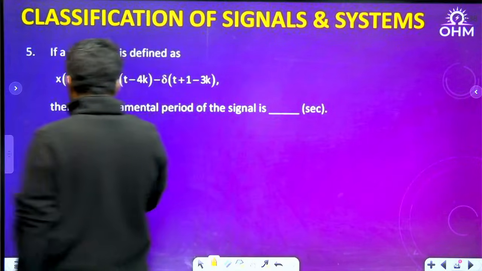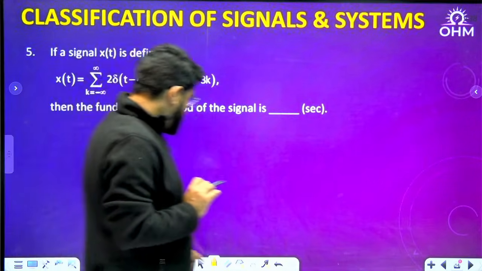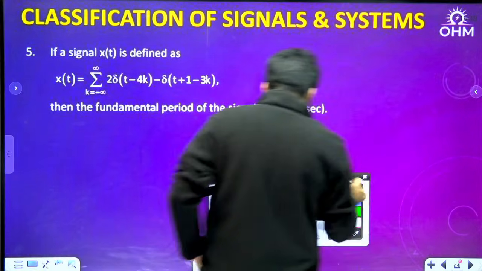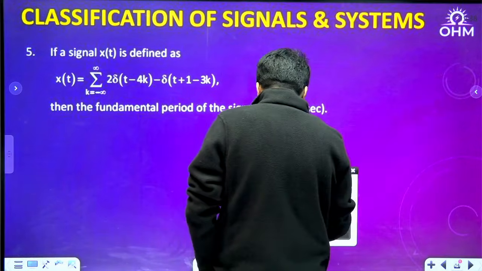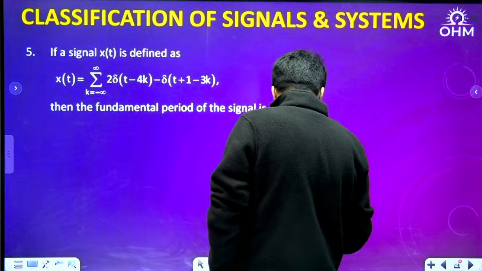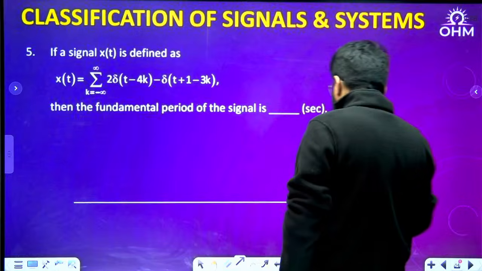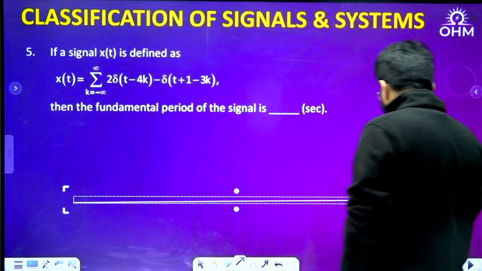So the question is only on fundamental period. But what will the signal xt look like? If I have a sketch of this, then I may get some clarity. So let's try to plot this signal here.